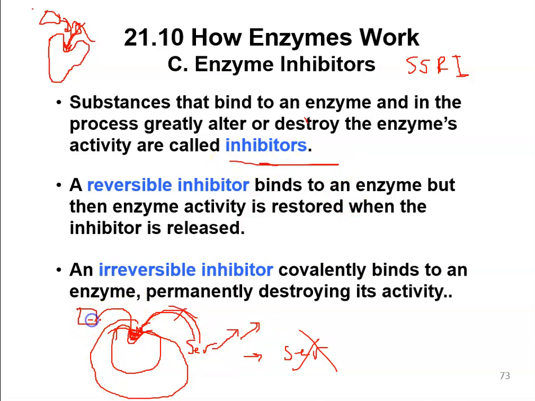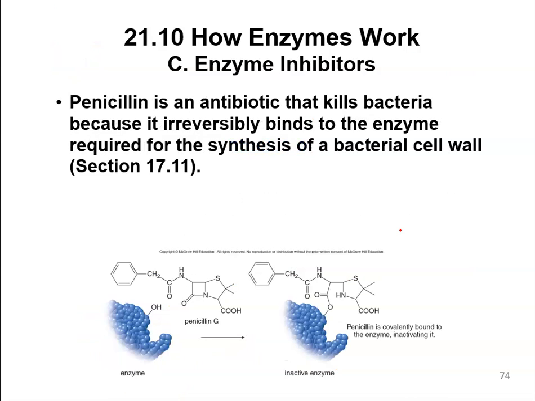Eventually, this will come out of the active site, so I have to keep adding more of the drug in there in order to keep that inhibited. Okay, so a reversible inhibitor binds to an enzyme, but then enzyme activity is restored when the inhibitor is released. So that's when it comes out. And irreversible is when it covalently binds to it, and basically it destroys the activity of the protein.